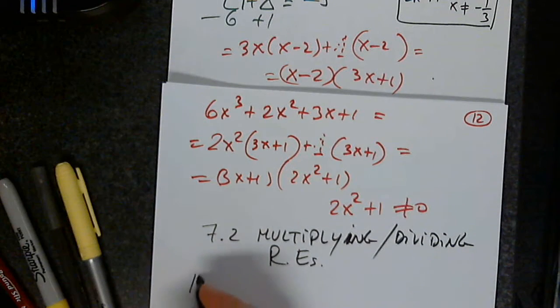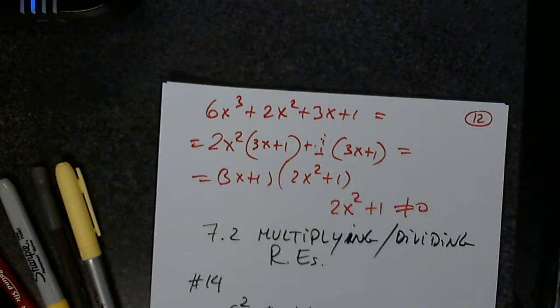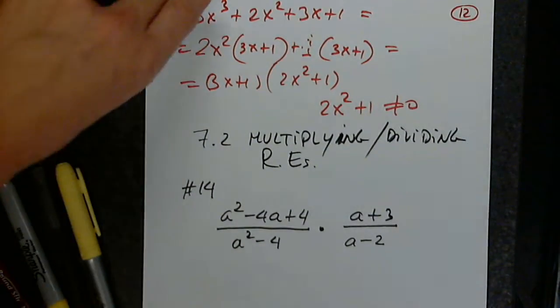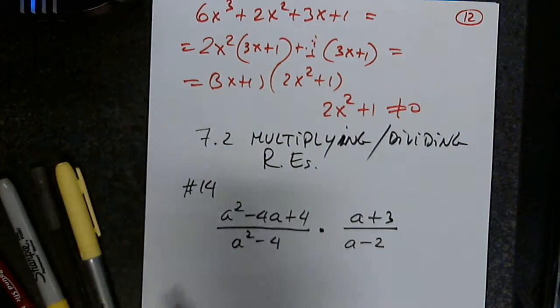Here I'm going to start with 14. A squared minus 4a plus 4, everything divided by a squared minus 4 and multiplied by a plus 3 over a minus 2. It looks awful, but you'll see it's not difficult. What page again? 458, sorry.